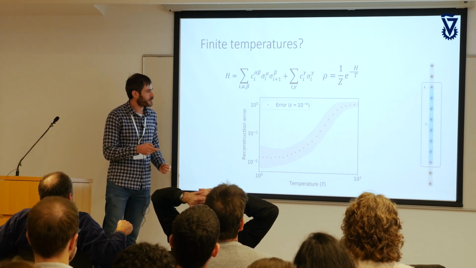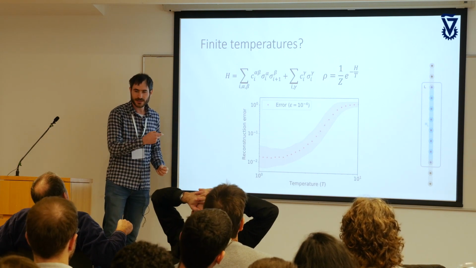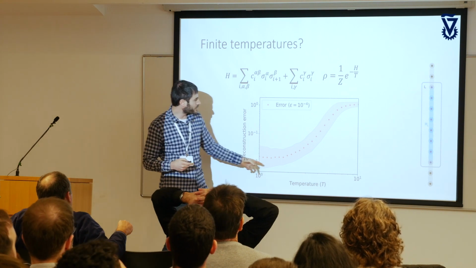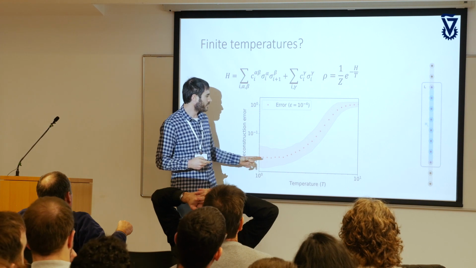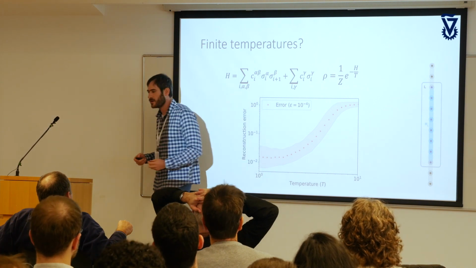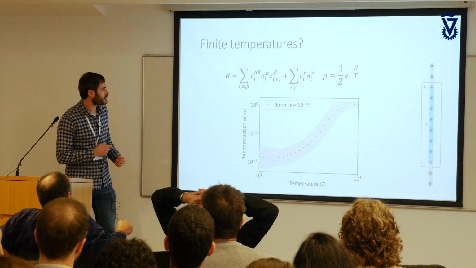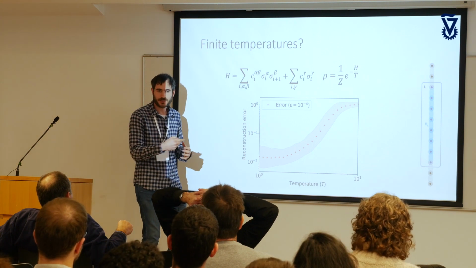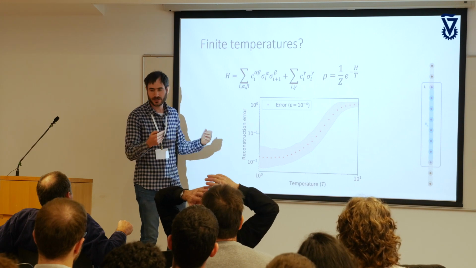We can also repeat this for thermal states, for the Gibbs states of these Hamiltonians. For thermal states, we see that as temperature increases, the reconstruction error increases as well. Well, this shouldn't be too surprising because as temperature increases, the state becomes less informative. It approaches a fully mixed state, which is compatible with any Hamiltonian.